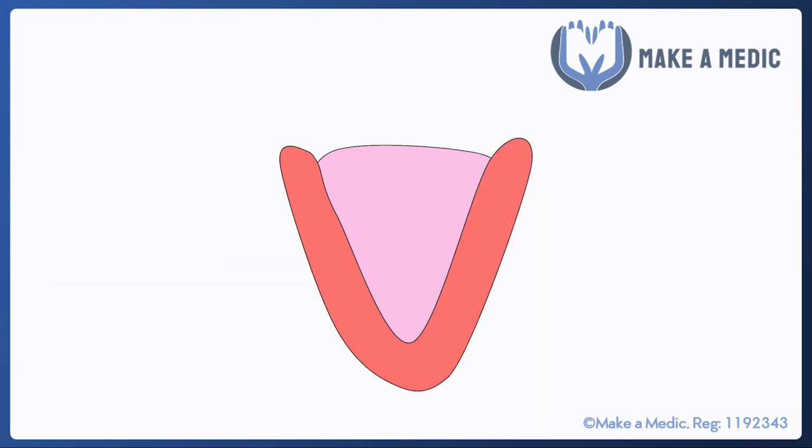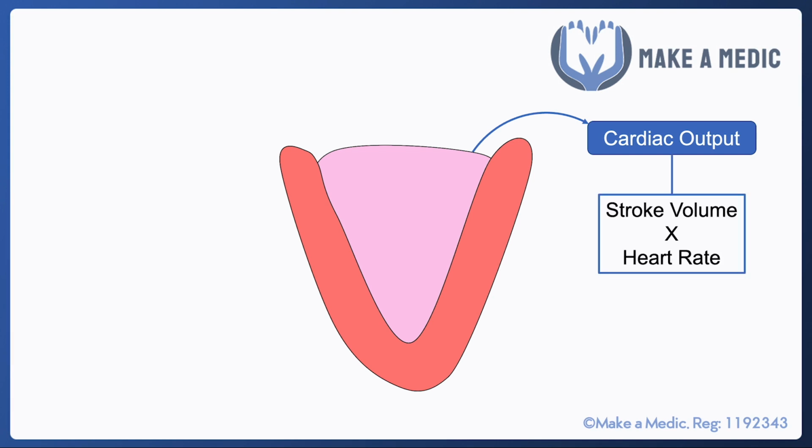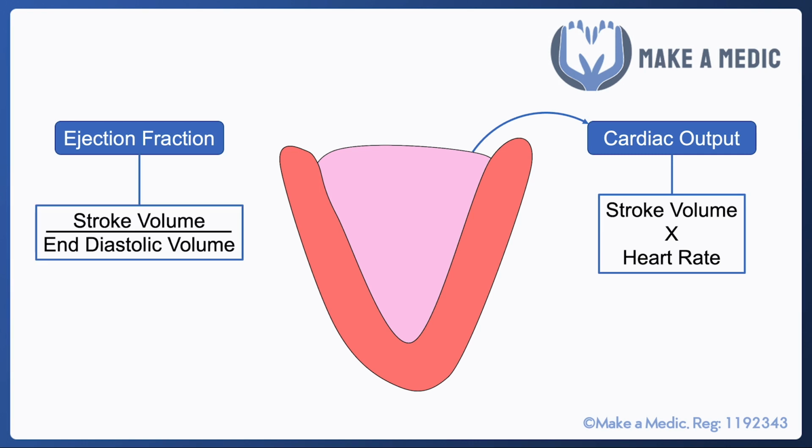Often heart failure may be categorized as either preserved or reduced ejection fraction, and I'll explain exactly what that means, but first of all we'll break it down to the basics of how a ventricle functions. The main measure of ventricular function is the cardiac output, defined as the stroke volume multiplied by the heart rate. Then the ejection fraction is another important measure, defined as the stroke volume divided by the end diastolic volume.